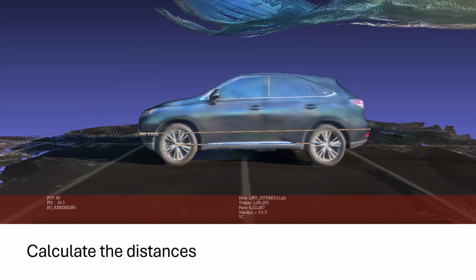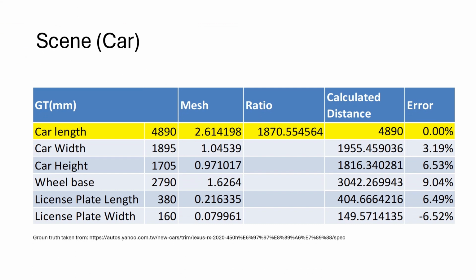Once the mesh is completed, we can proceed to the final step, calculating distances within the scene. Using applications like MeshLab, we can easily calculate distances based on known measurements. For example, we found the dimensions of the reconstructed car model, Lexus RX 450h, online. By using the car's length as a reference, we calculated the scale ratio between the model and reality. With this ratio, we determined distances within our mesh and assessed the error rate.